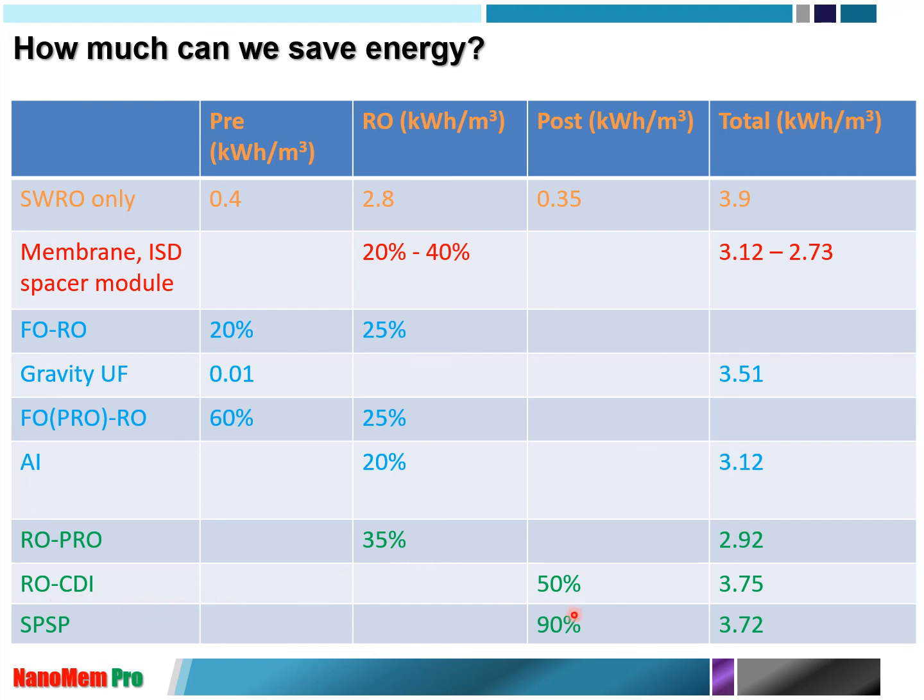So the RO-PRO process can be combined, 35% of overall energy saving. RO-CDI, 50% of the post-treatment saving. Also, split partial single pass can save around 90% of post-treatment, which is 3.72 kilowatt hour per cubic meter. So if we combine all advanced technologies, we can save more than 65% of overall energy for seawater desalination.